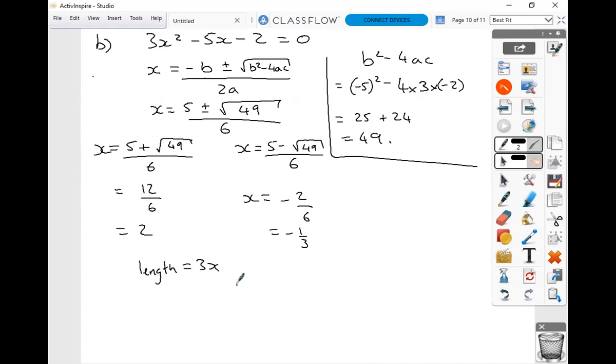Okay, so the length equals 3. There's got to be 3 times one of these answers. Now, if we did 3 times that answer, we'd get -1. Again, we can't have a negative answer, so it has to be 3 times 2, which is 6 meters. And that's worth 4 marks.